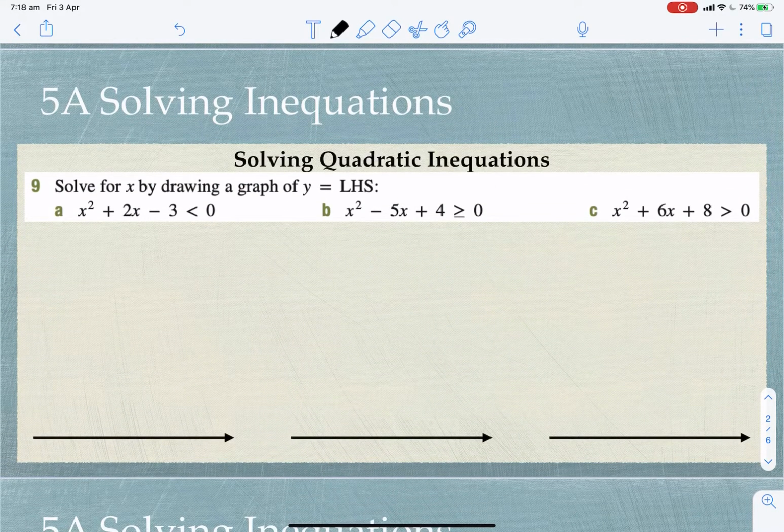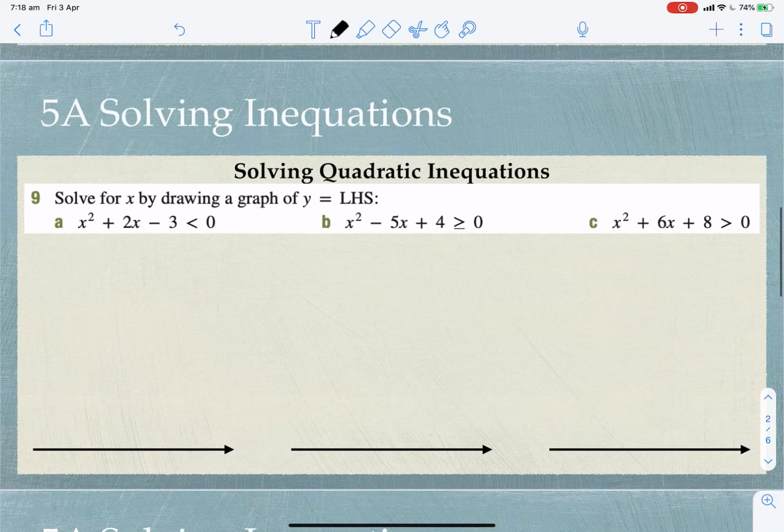Alright, so let's do quadratic. Now this thing is really similar to linear, but with one twist. First of all we move everything to one side, and then we solve it like an equation. Okay, so it's already moved for us, so we just need to do that.